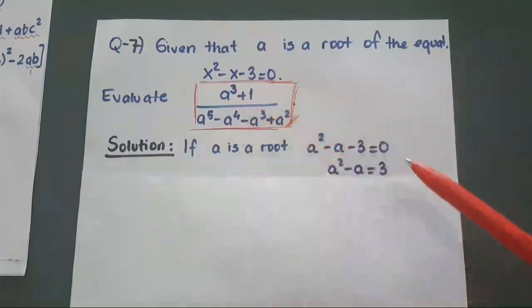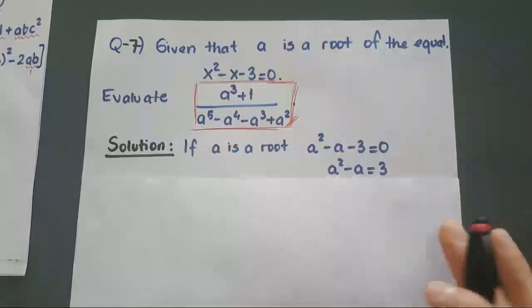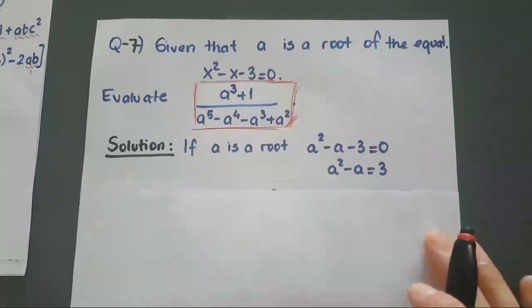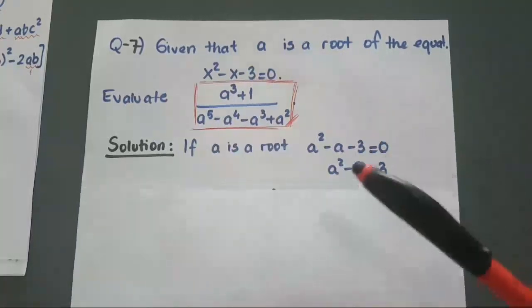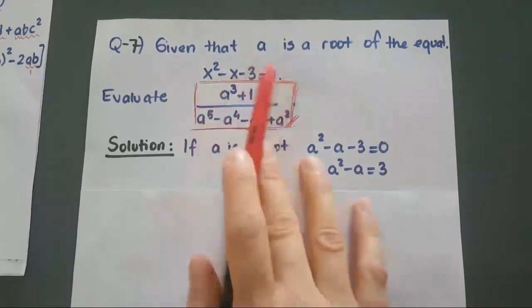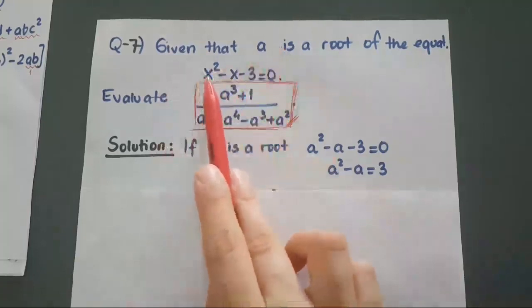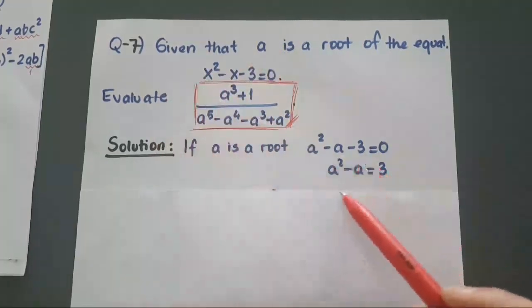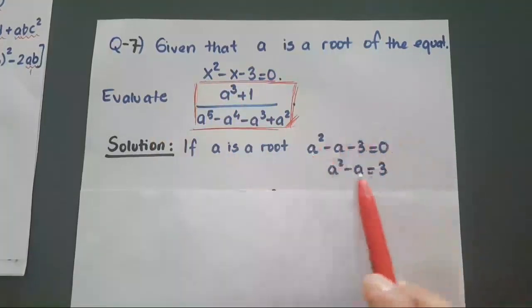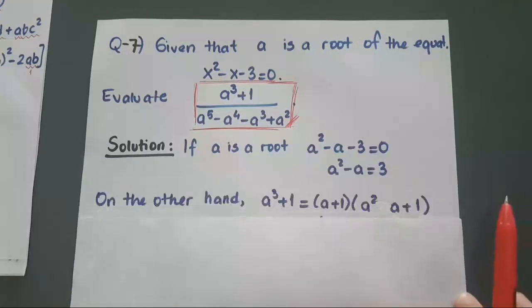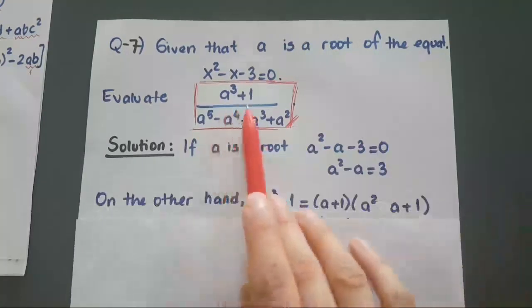While I'm solving this problem, Philip also solved it. Bravo, Philip. How did I solve the problem with alpha and beta? I substitute the root of the equation into this quadratic equation. a squared is 3 minus a, or in its simplest form, a squared minus a is equal to 3. So a cubed plus 1.